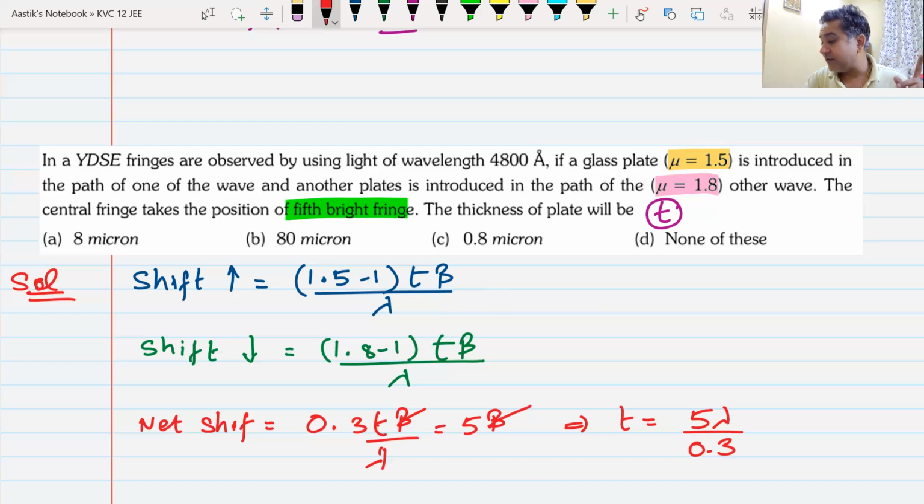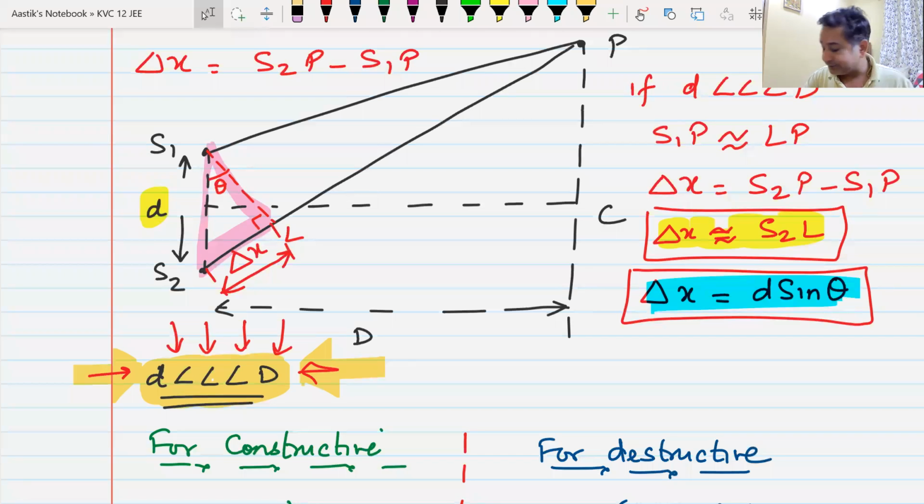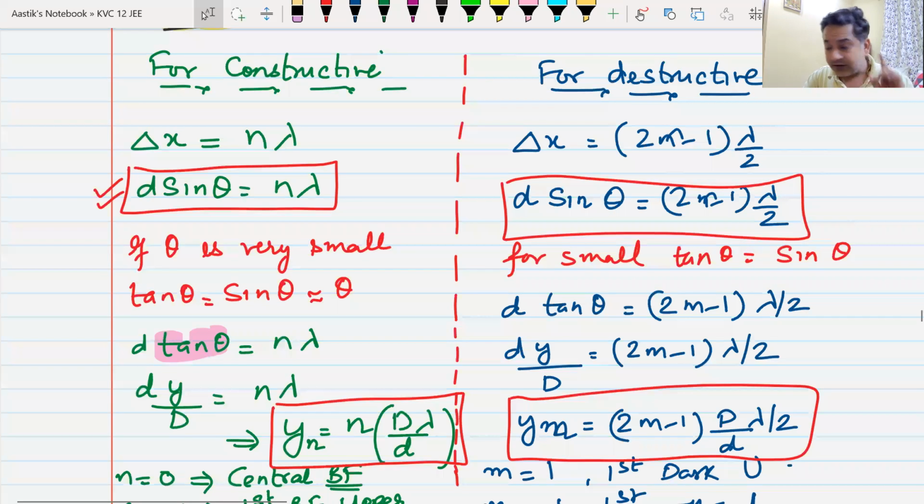Everything just happens with this diagram, beta. Three diagrams you will have to remember. A quick recap. Diagram number 1: capital D, small d, lambda. Diagram number 2: path difference for bright fringes is n lambda. For dark fringes, (2n minus 1) lambda by 2. Destructive interference, constructive interference. Everything comes from these two or three points, nothing else.